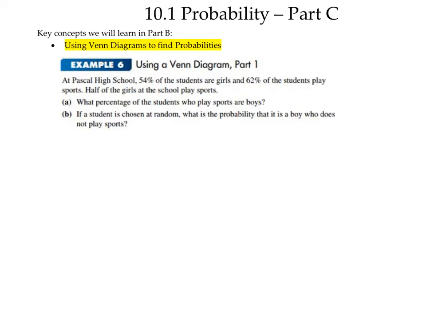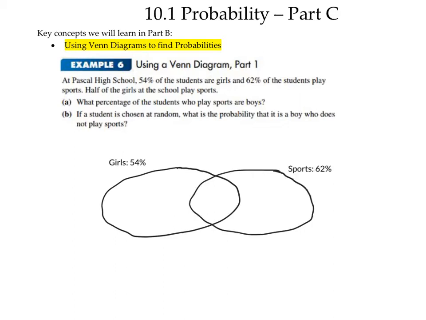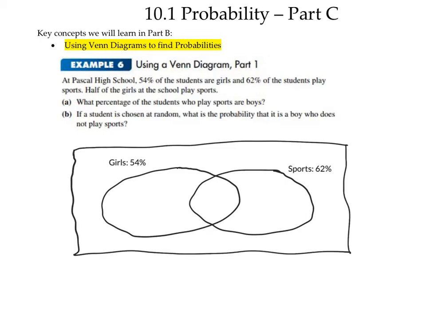We have two questions to answer, but first let's set up a Venn diagram to illustrate the data that we have so far. We'll draw one set for the girls, 54%. We add a second oval to illustrate the sports, being 62% of the students in the school play sports. And that is our Venn diagram. So we have girls overlapping with sports because clearly there are going to be some girls that play sports.